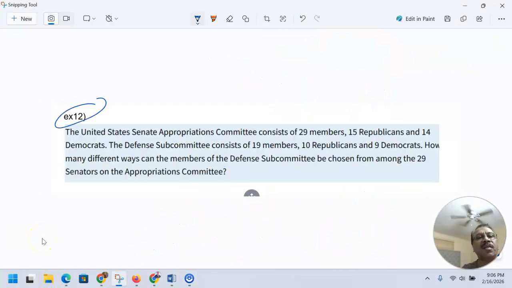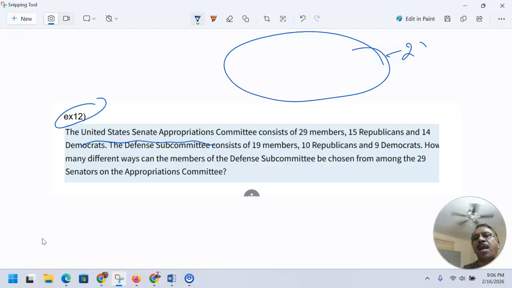Now, this one is the same question, but this time, remember there were 29 members in the United States Senate Appropriations Committee, but of these 29 members, there are 15 Republicans and 14 Democrats. So these are Republicans, and there are 14 Democrats, right?